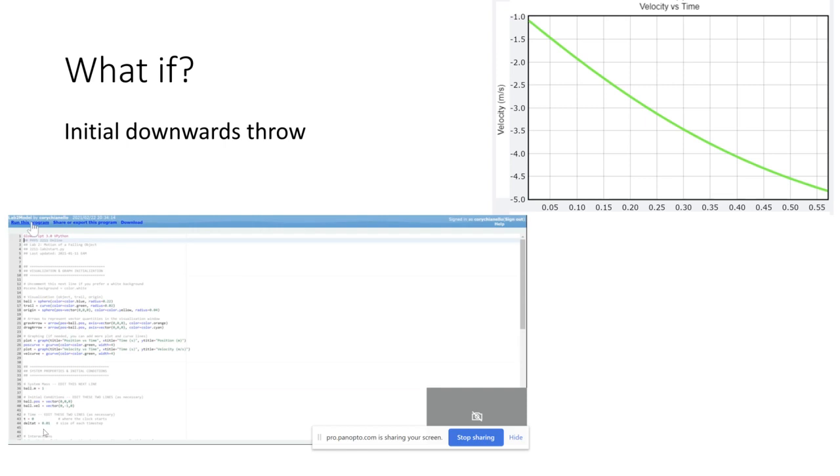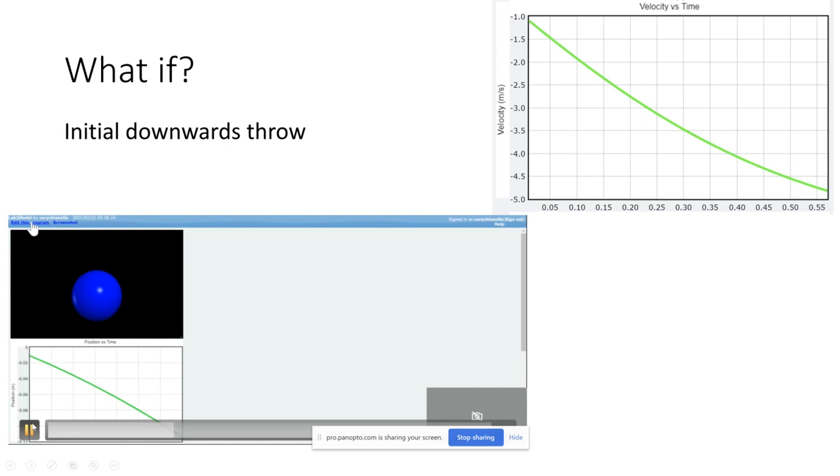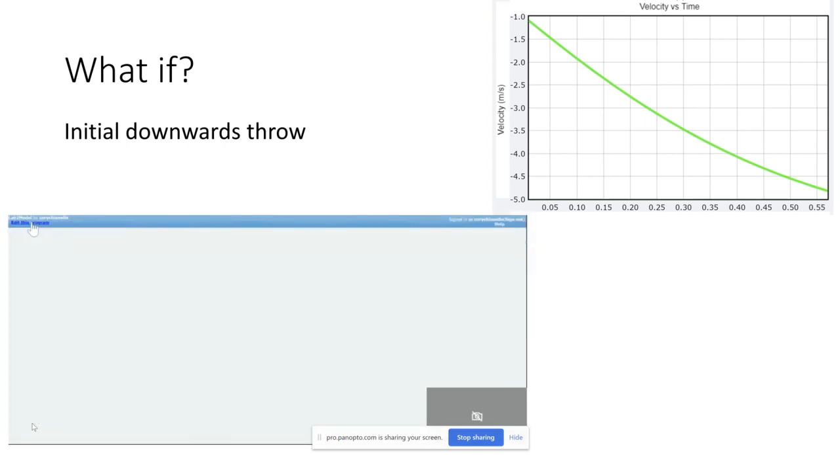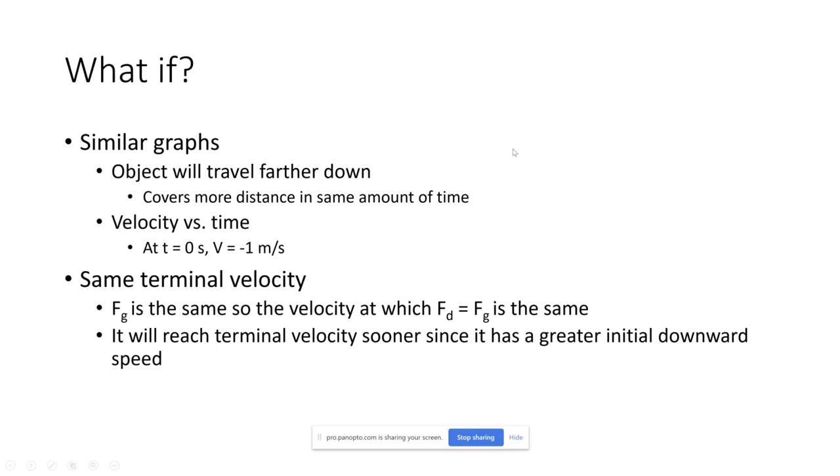What if I threw the ball downwards? I made a model for that as well. As you can see, both the position versus time and the velocity versus time graphs are very similar. However, the object will travel further down the y-axis. Since it's moving at a faster speed, it will cover more distance in the same amount of time. The velocity versus time graph also starts at a different value.